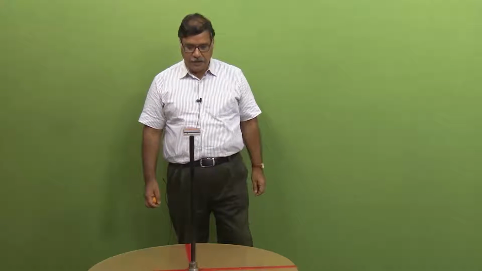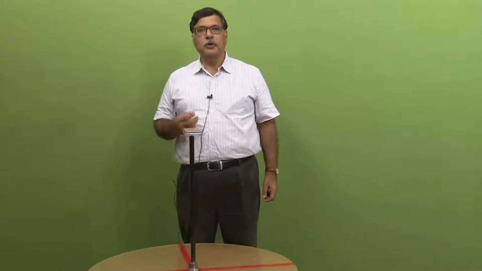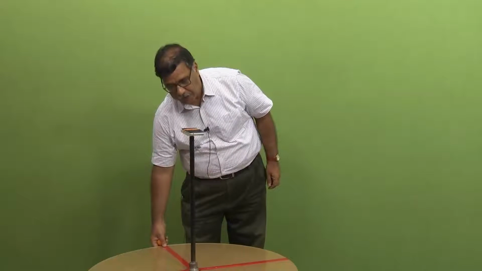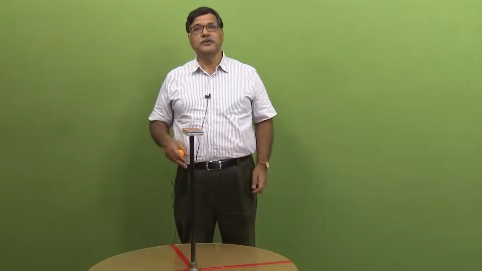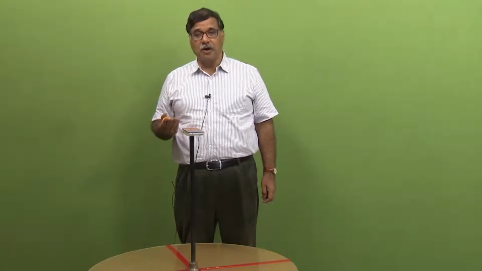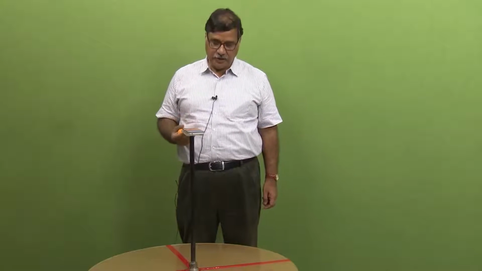In this demo, I am going to show what we saw theoretically in the previous lecture: when you observe a particle or an object moving on a rotating platform, sitting in that frame, you will see its path becoming curved because of the Coriolis and the centrifugal force.